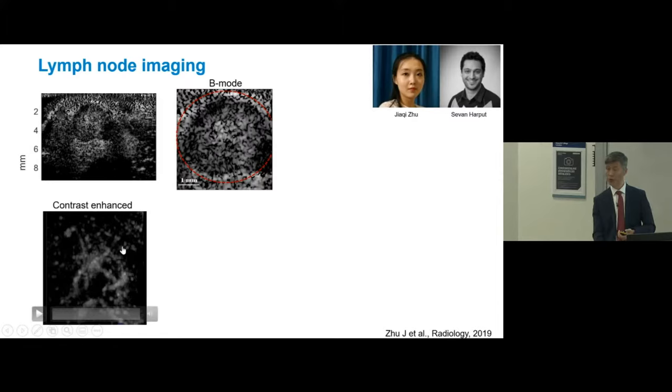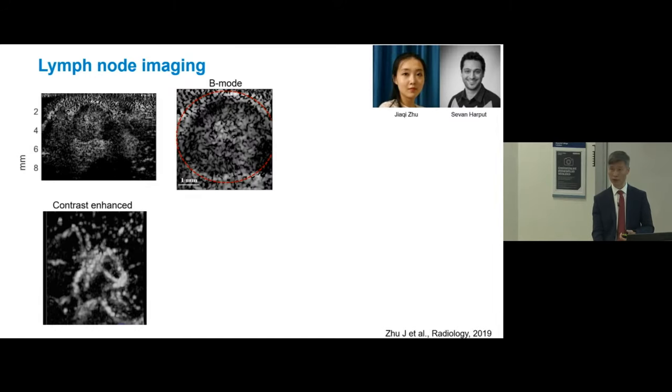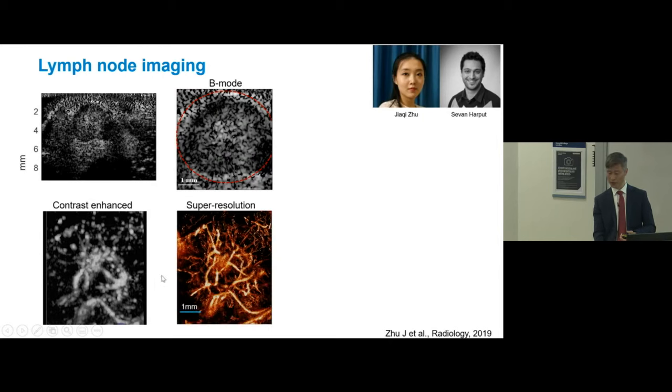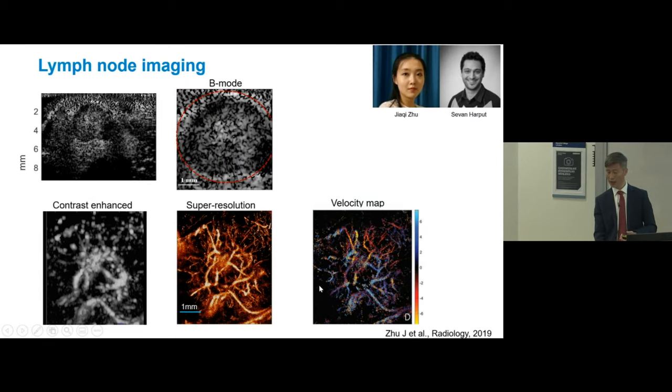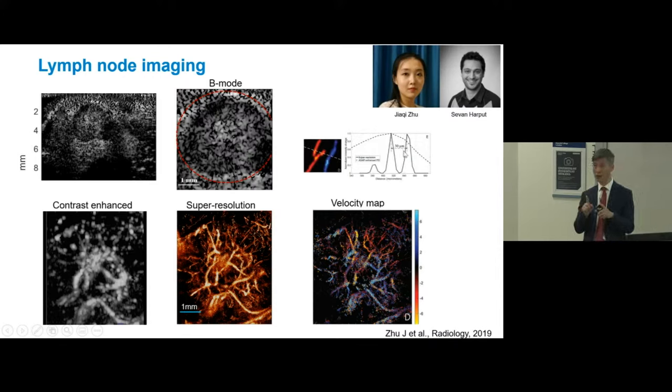But if we put in the contrast agent and do the turning off the light bit, so basically remove the tissue, then you can see these bubbles moving around in this lymphatic vessel. You can localize them to generate the morphology of these vessels, and you can also track them to generate these velocity maps. We also demonstrated that we can separate very closely spaced structures by doing this super resolution.